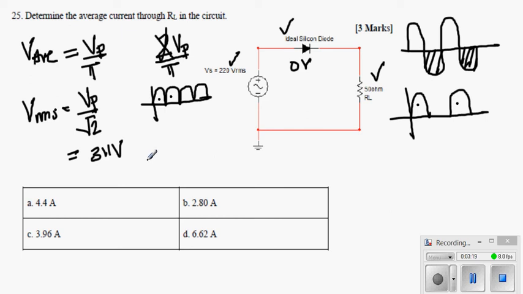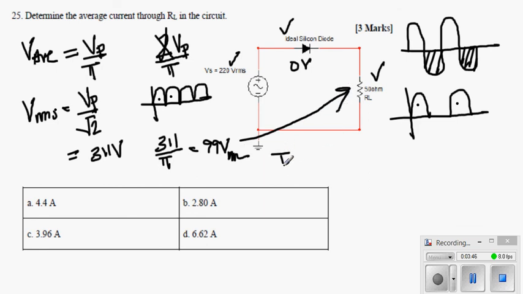So now we have enough information for us to calculate the average value. If we have 311 volts and we divide that value by pi, which is 3.14, we get 99 volts of average voltage across RL.